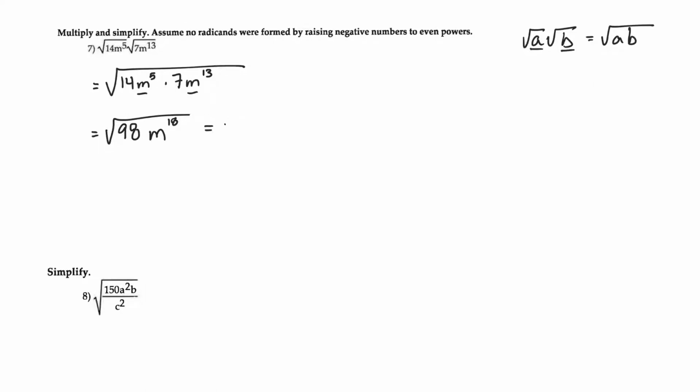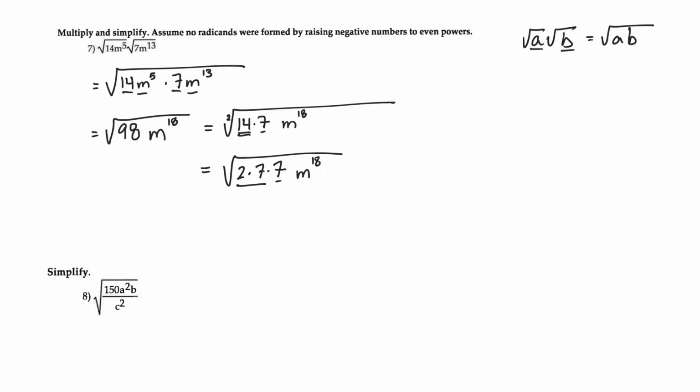So let me rewrite this. 98, already I know it's 14 times 7. Let me rewrite it as 14 times 7. And then the m's, I'm going to have 18 m's, right? So since this is a square root, for every two things inside, I can bring one out. Let me rewrite this one more time, and then we'll start bringing stuff out. 14 is the same thing as 2 times 7 times 7. So 14 is 2 times 7, and then there's that other 7. And then you've got your m to the 18th.